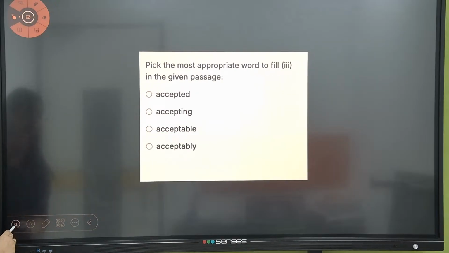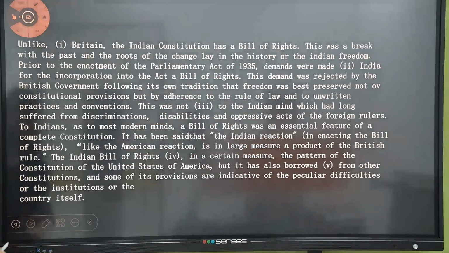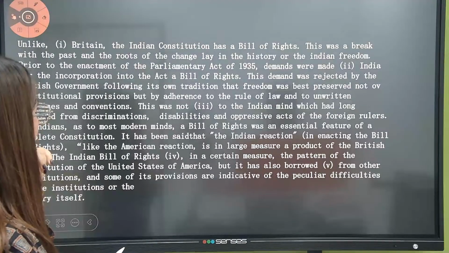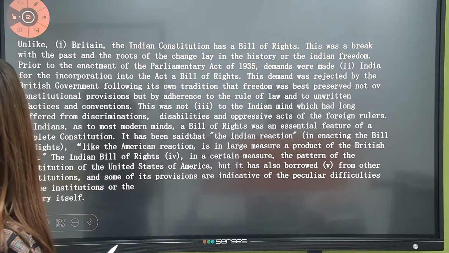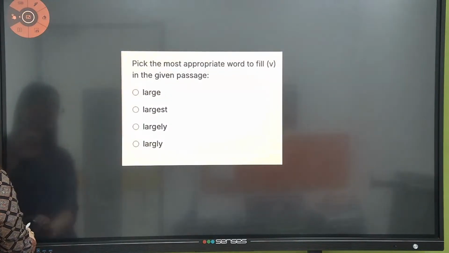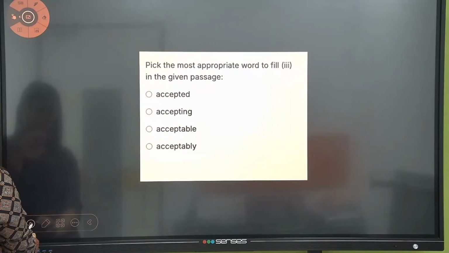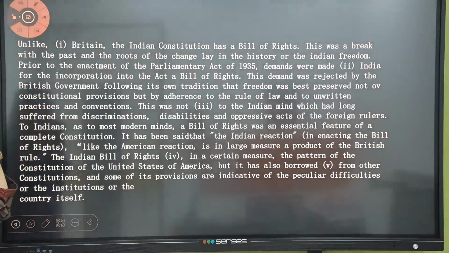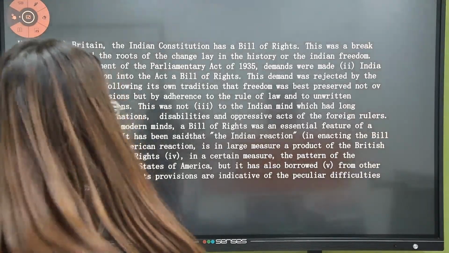Let me have a look. 3 to acceptable ho gaya. I think we are through with 1. We are through with 5. We are through with 2. We are through with 3. We are through with 1. 4 here. ठीक है? 4 here. Yes.